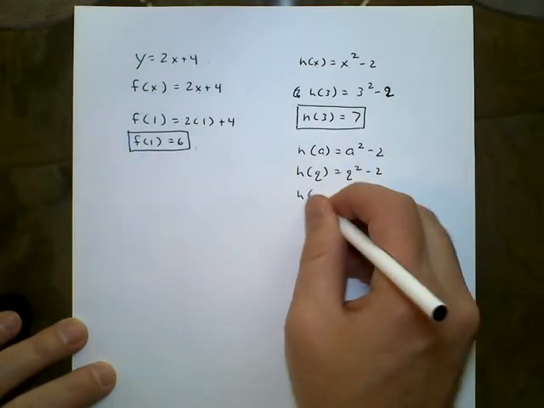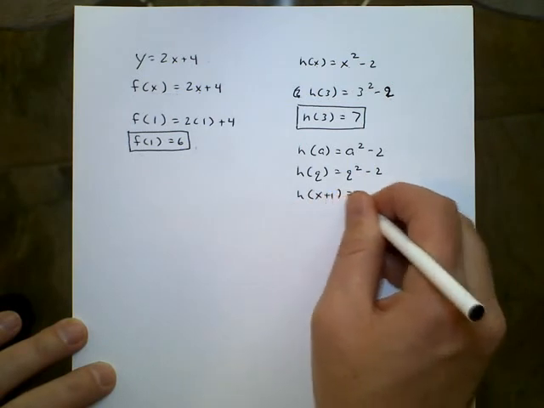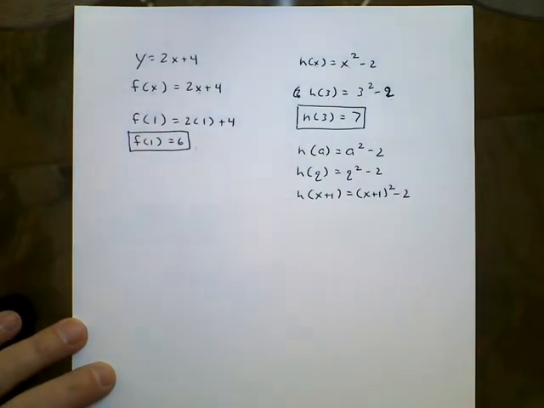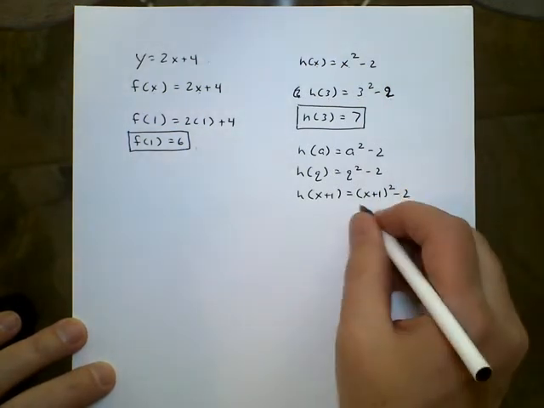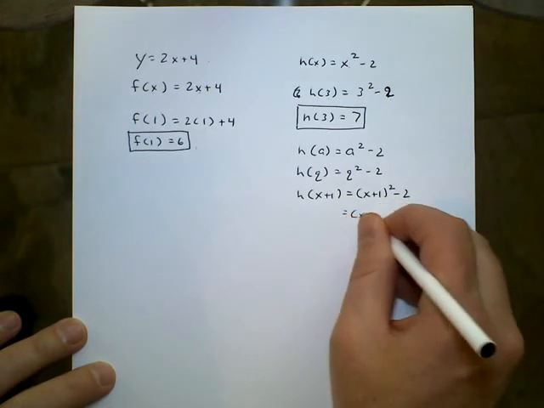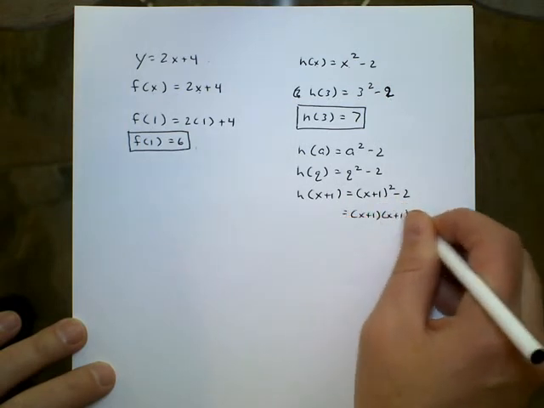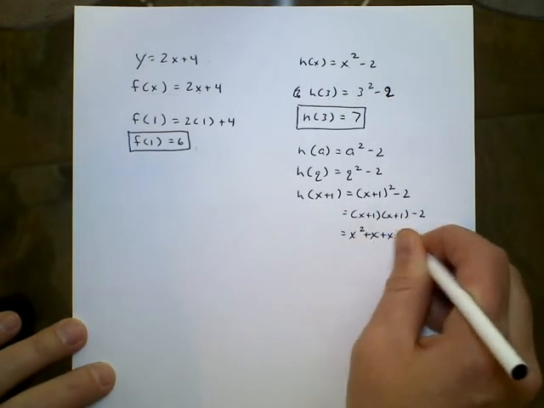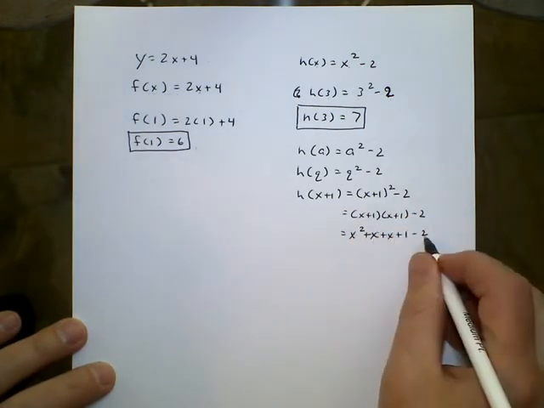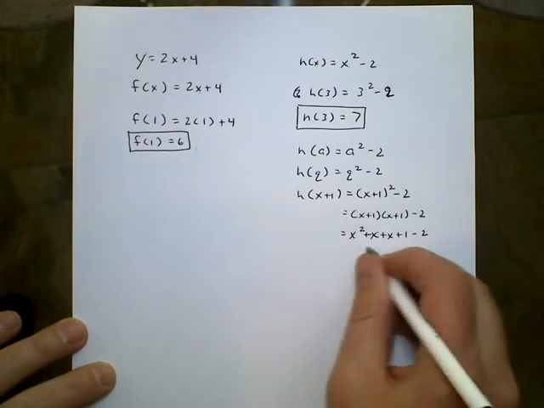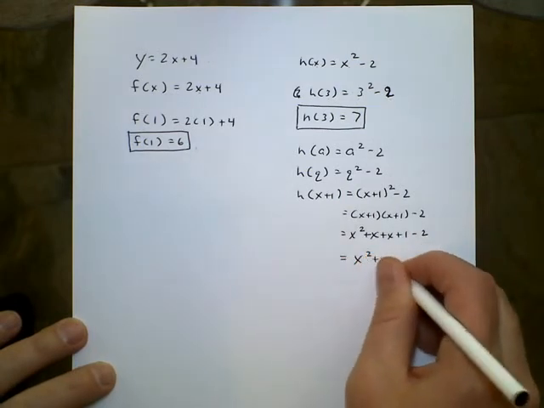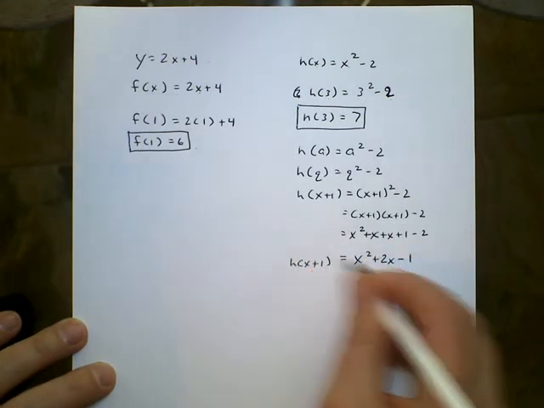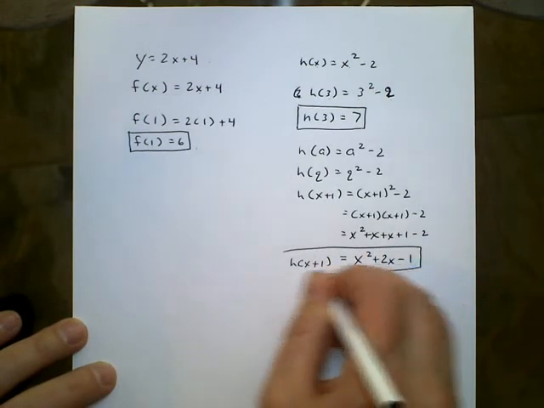If we wanted to find h of x plus 1, that's going to be the quantity x plus 1 squared minus 2, which we would then want to simplify. This is going to FOIL into x plus 1 times x plus 1. So we get x squared plus x plus 1, and we have our minus 2 on the end. So when we add all our stuff together, we get x squared plus 2x minus 1. Again, that's h of x plus 1. So this would be our final answer.